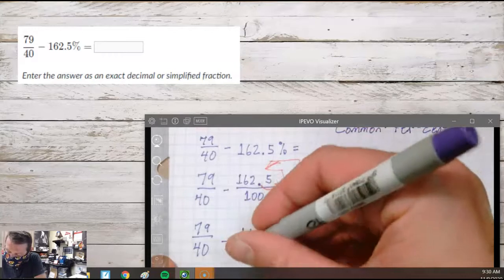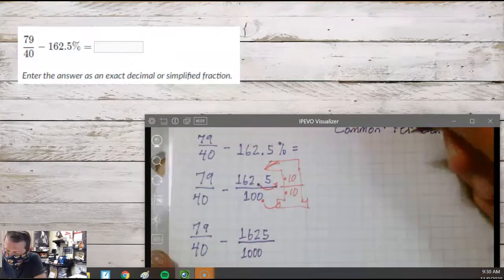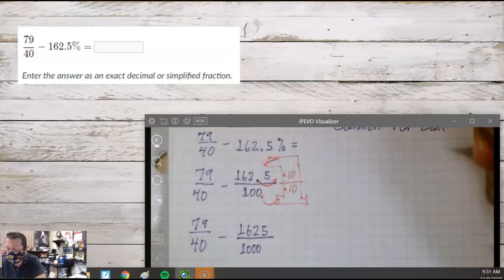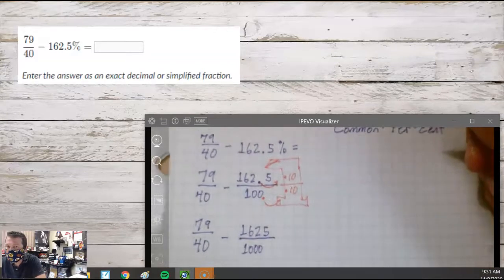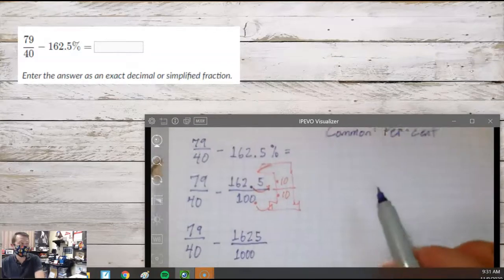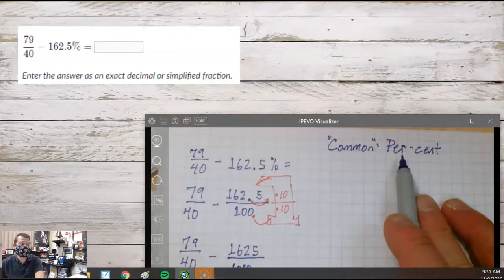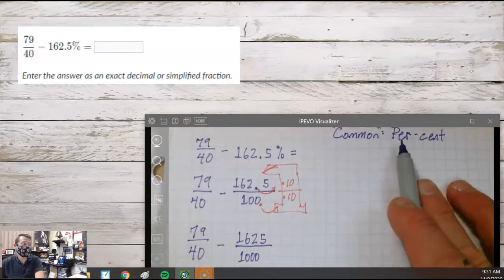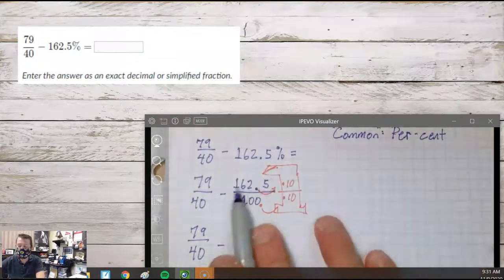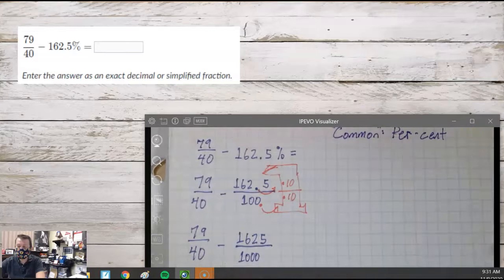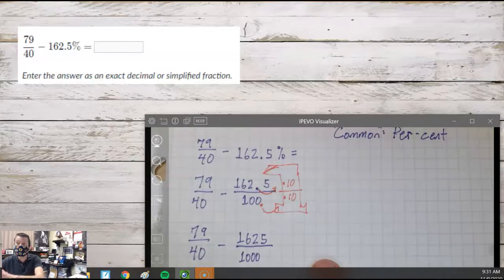1,625 over 1,000. Now wait a minute. I said the common thing we were going to do here is percent, but the route that we just took was fraction. Great, because you can solve this problem once you get to common denominator territory. But I'm not going to do it for a moment.